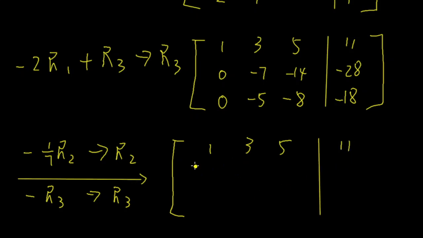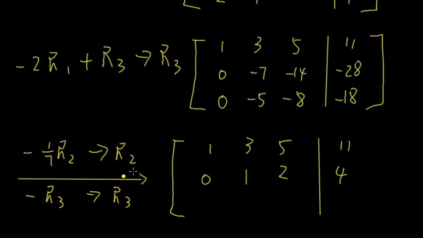Now row 2, right? Negative 1 over 7 times 0 is 0. Negative 1 over 7 times 7 will be positive 1. Negative 1 over 7 times negative 14 is 2. Negative 1 over 7 times negative 28 is 4. Right, 28 divided by 7 is 4.